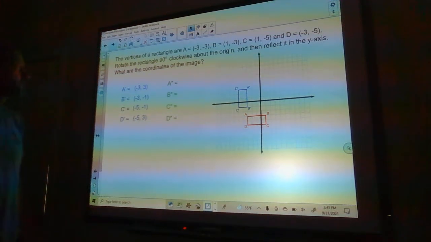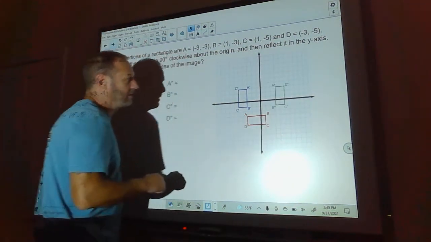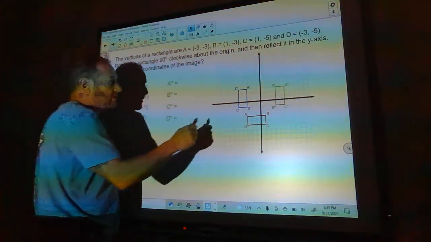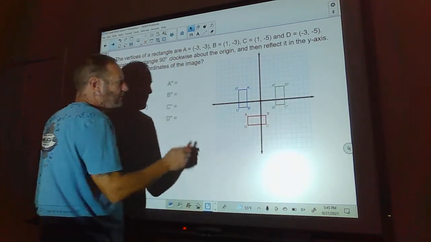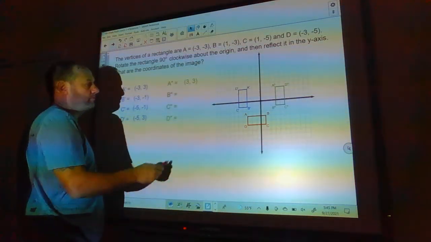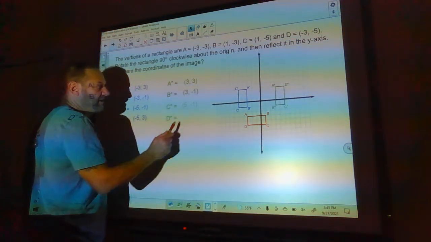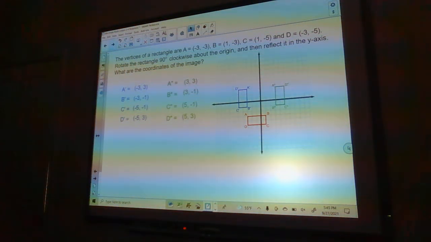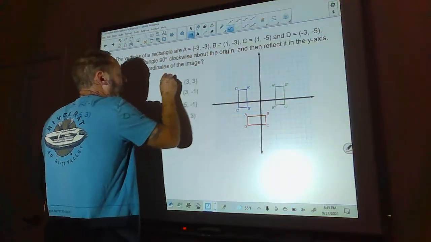Here's my new points. What are the coordinates of the image? So I have to do another one. I need to reflect this in the y-axis. So it's going to come over here. There's A double prime, B double prime, C double prime, D double prime. So A prime's here, A double prime's here. That's just going to be 3, 3. B double prime, 3, negative 1. C double prime, 5, negative 1. D double prime, 5, 3. Okay, so this right here is my final answer.